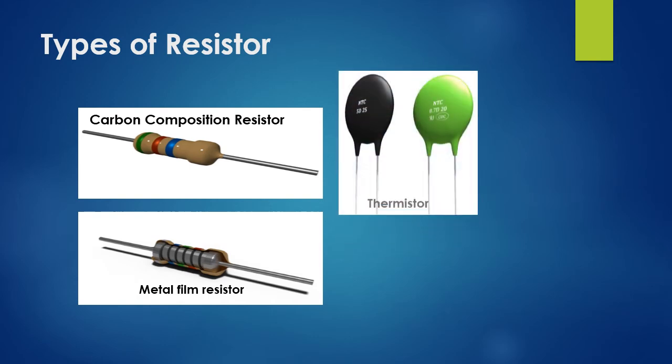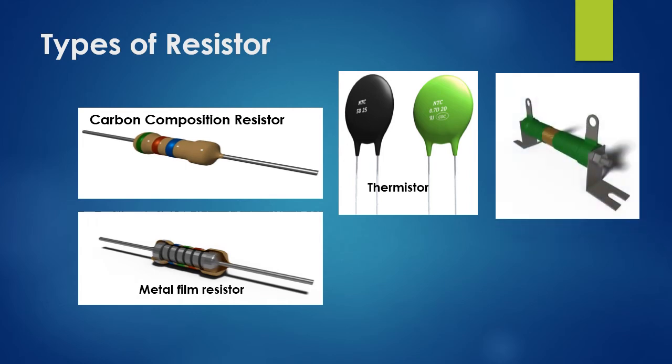The third type of resistor is the thermistor. Thermistor is called a thermal resistor. Its resistance value changes with the change in temperature. Most thermistors have NTC, meaning negative temperature coefficient. What does that mean? Resistance decreases with an increase in temperature. They are made up of semiconductor materials and they are used to detect small temperature changes.